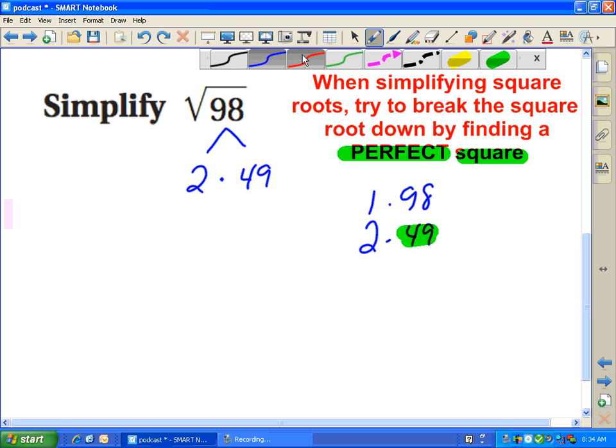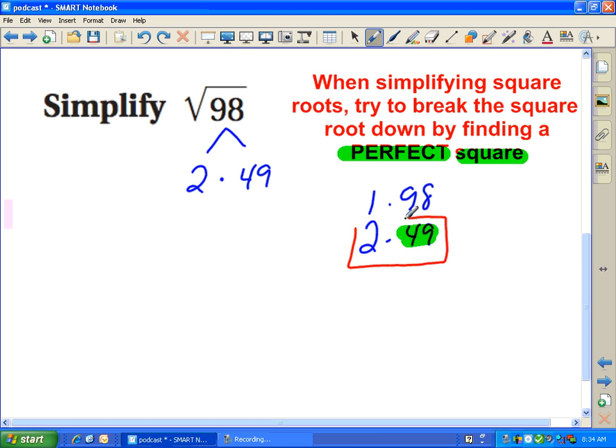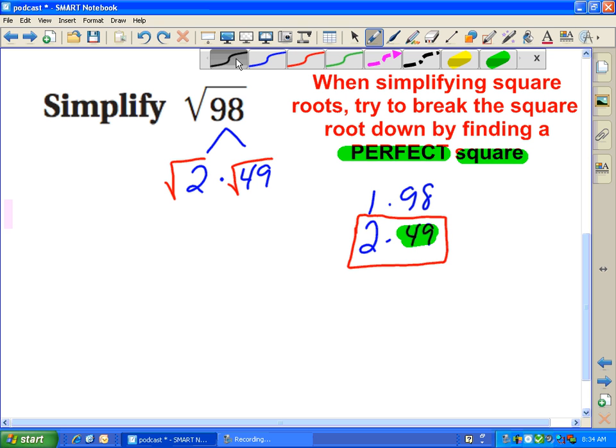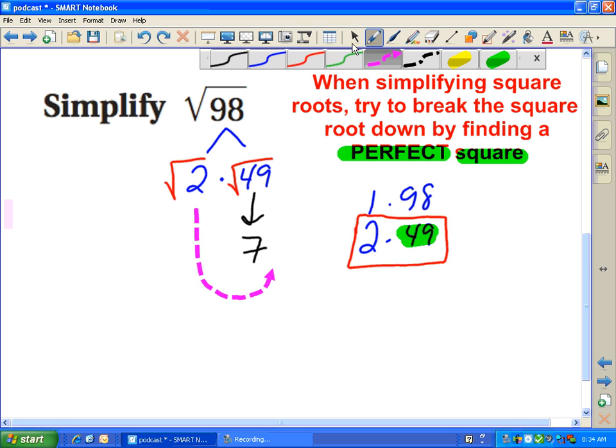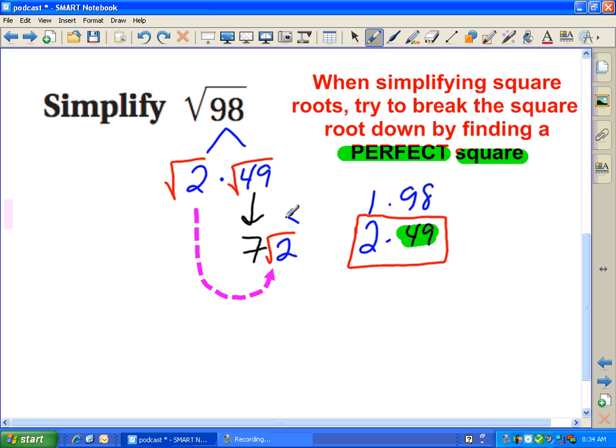And remember, this is a set of factors I'm going to use. Why? Because 49 is a perfect square. I have to give both of them a radical sign. So I have the square root of 2 times the square root of 49. 49 is a perfect square. That gives me 7. I cannot break down the square root of 2. It is not a perfect square. So my dog follows me, woof, woof, wherever I go. So the solution to this problem would be 7 square root of 2.